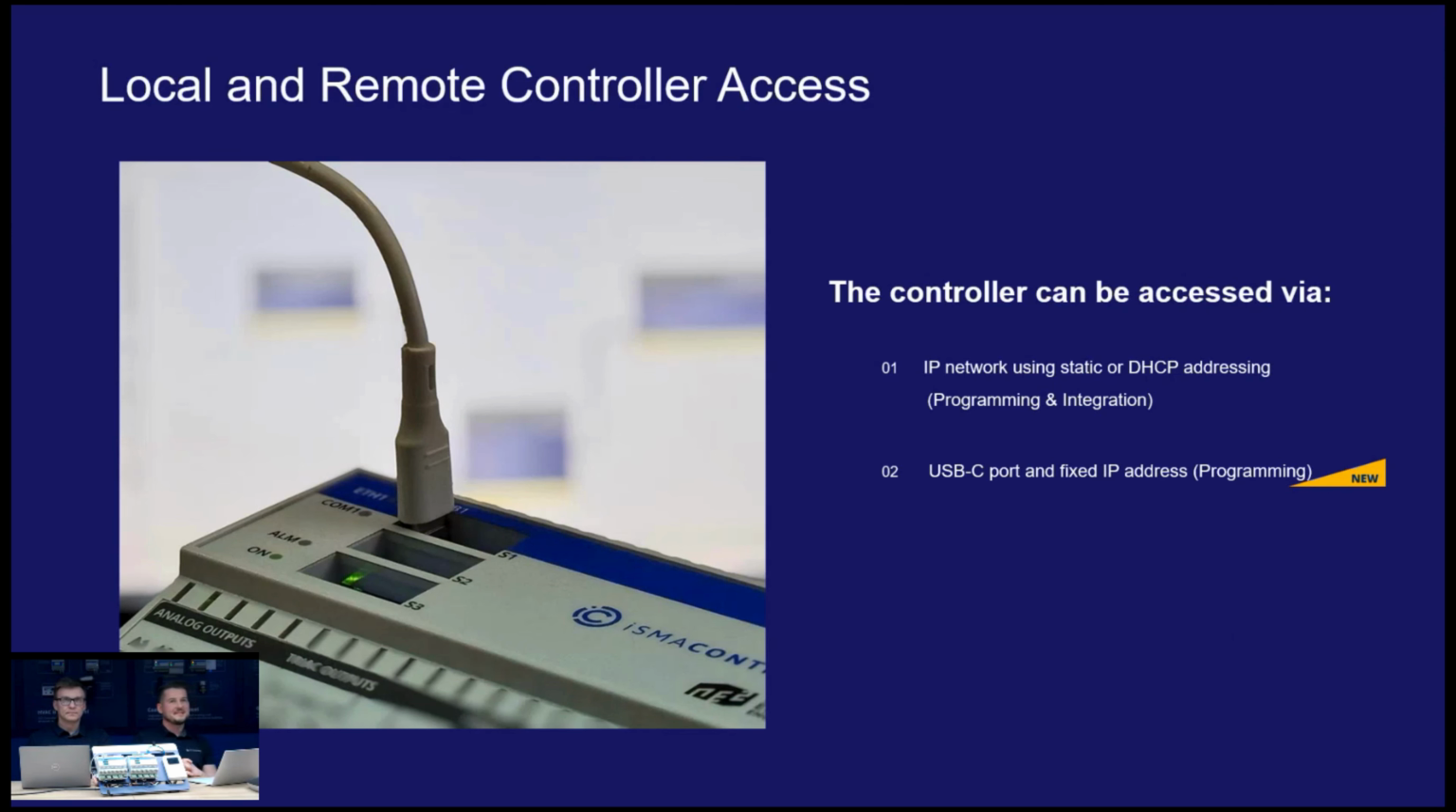What about the accessibility of the controller? When we want to connect to the controller itself, we have 2 options. The first option is to go for the IP connectivity. We can reach the controller using the static IP addressing and the DHCP using one or the second Ethernet ports that makes just one IP interface.